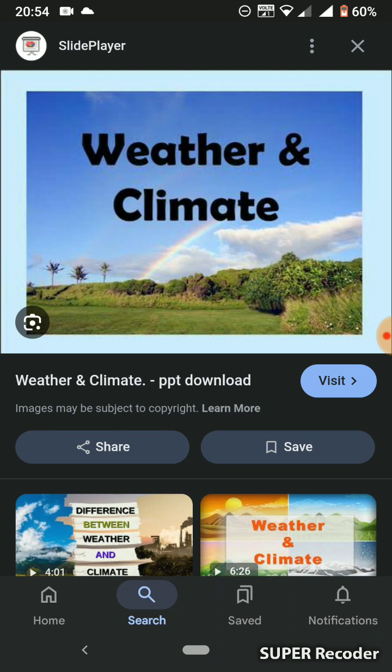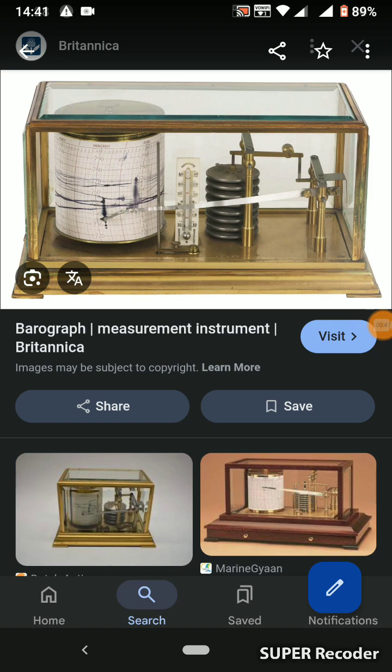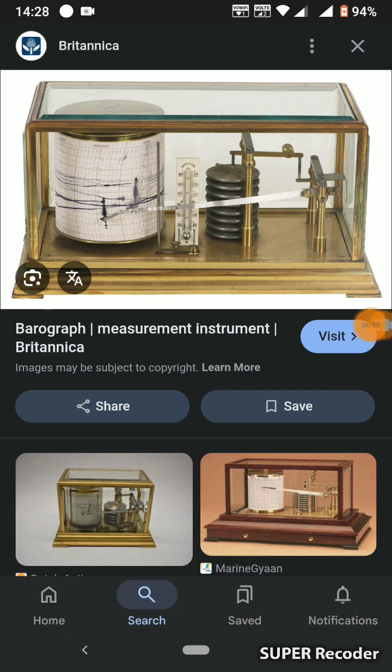So, in this part 2 topic we shall first study atmospheric pressure. Atmospheric pressure is the force exerted by the air on the Earth's surface. It is measured in millibars by an instrument called a barometer. The barometer is used to record atmospheric pressure on graph paper. At sea level, it is about 1 kg per square centimeter.